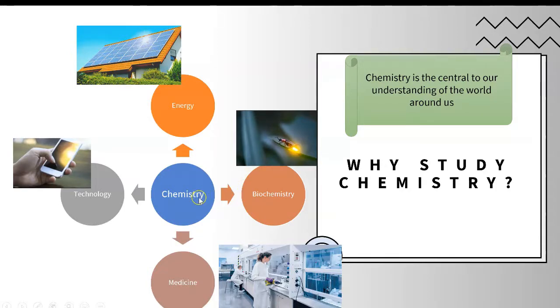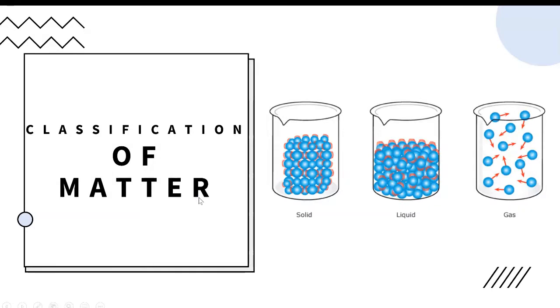It's very, very important. Now coming to the classification of matter, you already know that there are basic 3 states of matter, that is solid, liquid and gas. Also there are 2 more states of matter that have been discovered, that is plasma and Bose-Einstein condensate. But we will not discuss much about those 2 extra states. We will be limited to only these 3 basic states of matter for the current lesson.